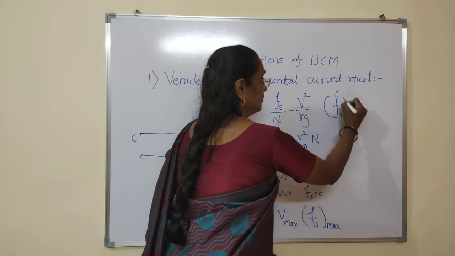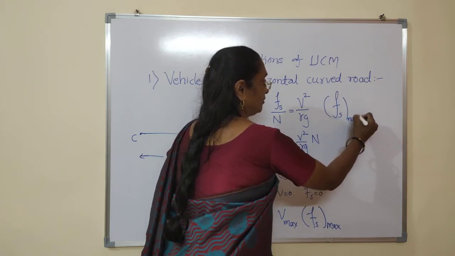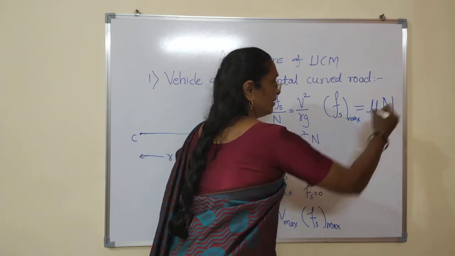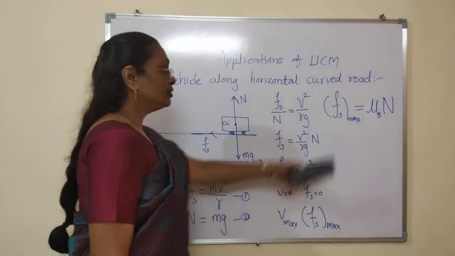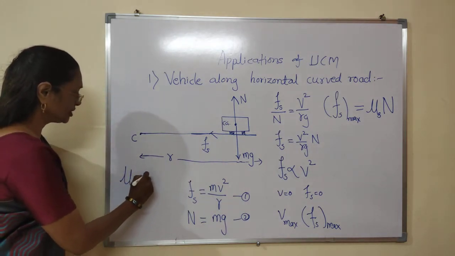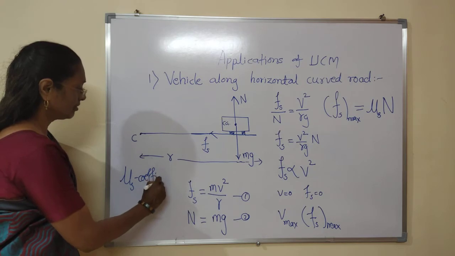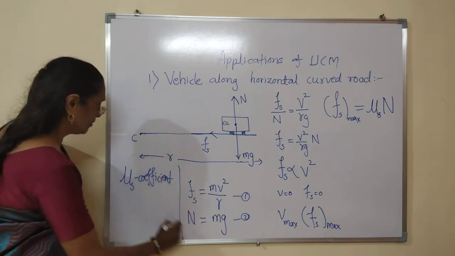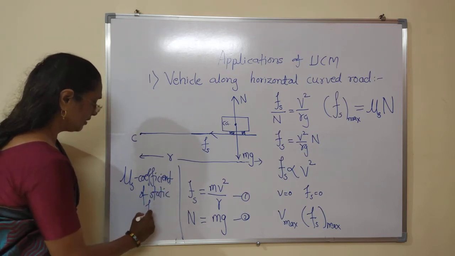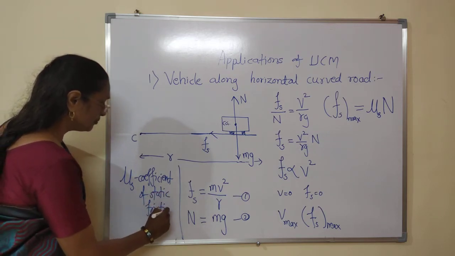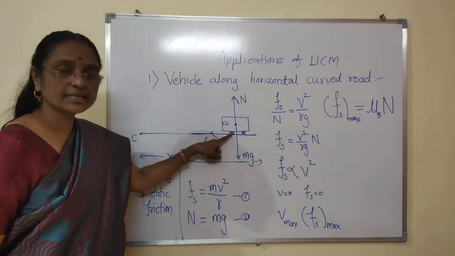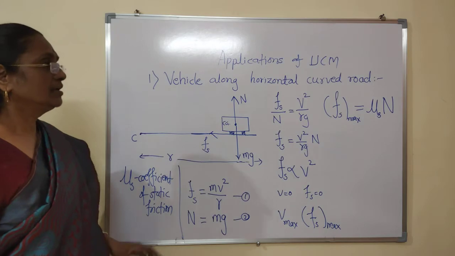Fs maximum is equal to μs × N, where μs is called the coefficient of static friction. This value of μs depends on the road surface and tire surface.